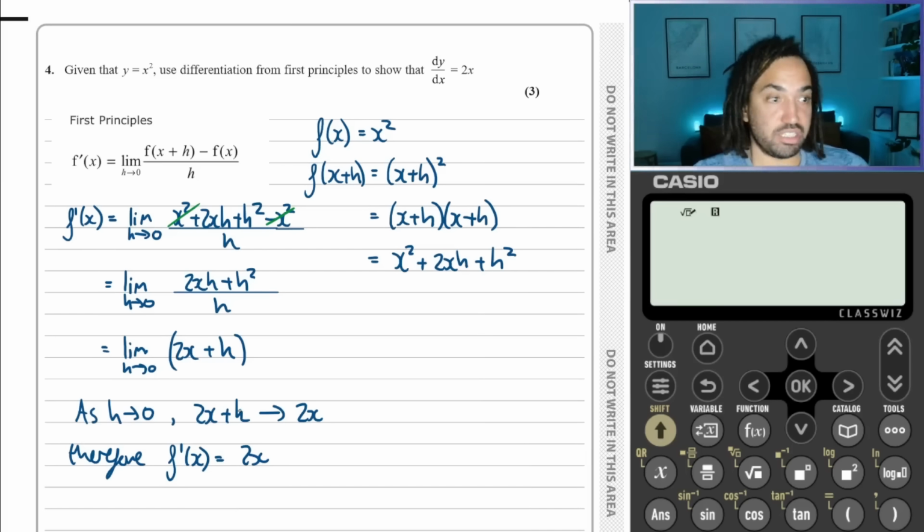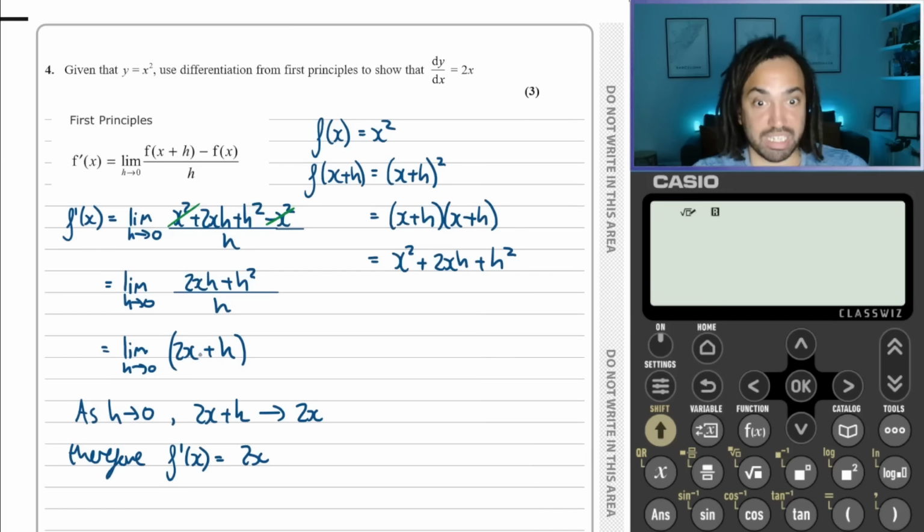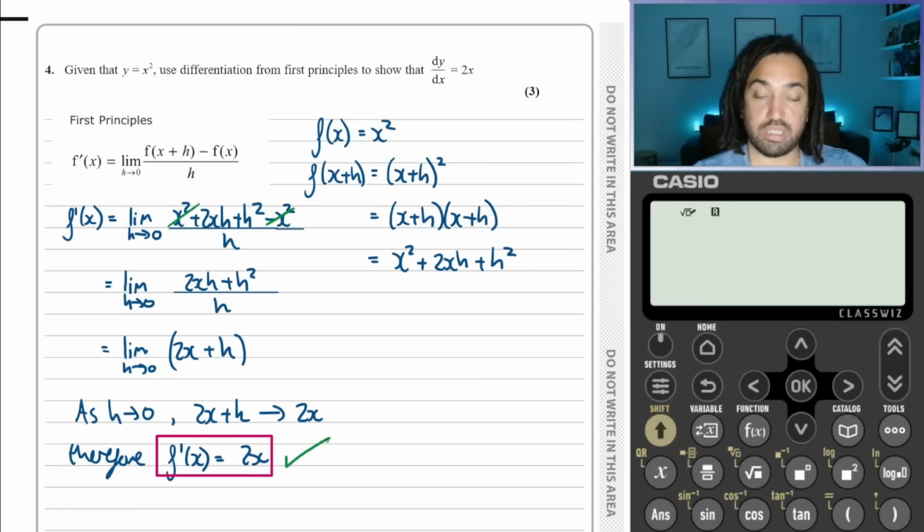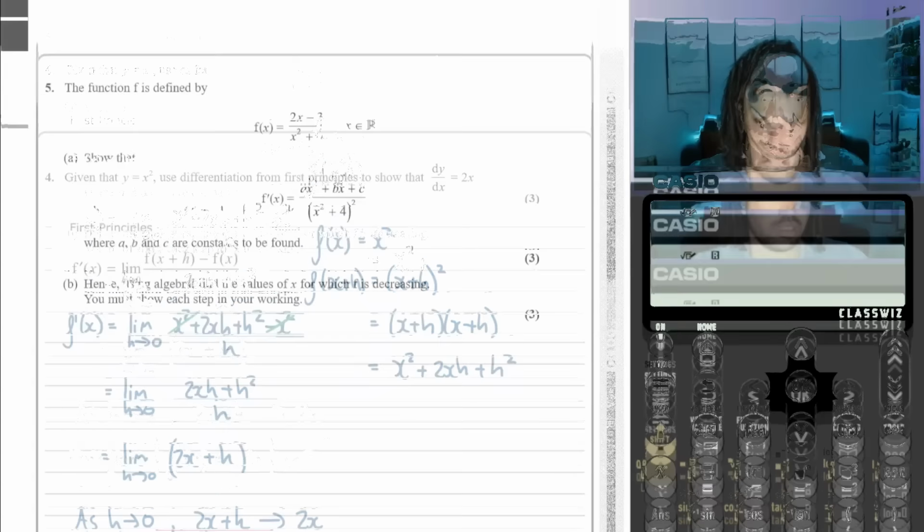As h tends to 0, of course, what we have inside this bracket, with h going to 0, is just going to leave us with 2x. So when we apply the limit, we just get left with 2x. So f dash of x is equal to 2x. Beautiful. There's the final answer. Thank you very much.